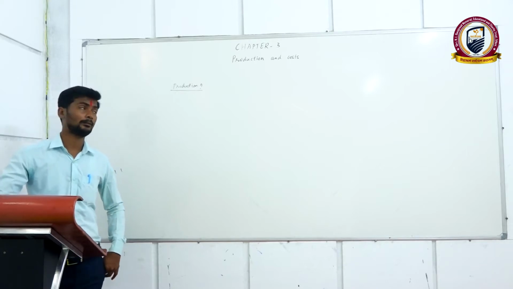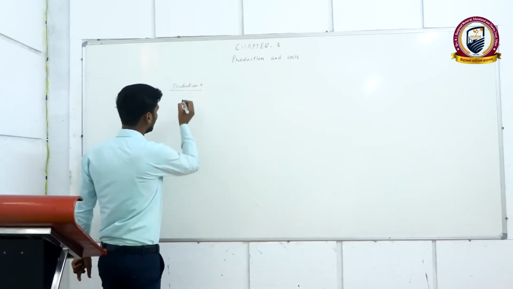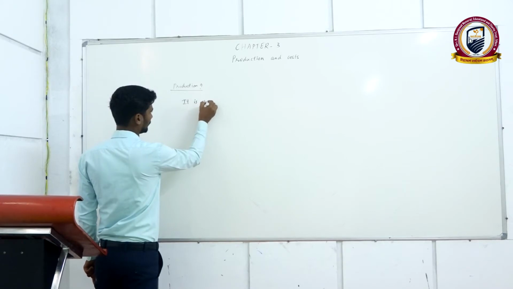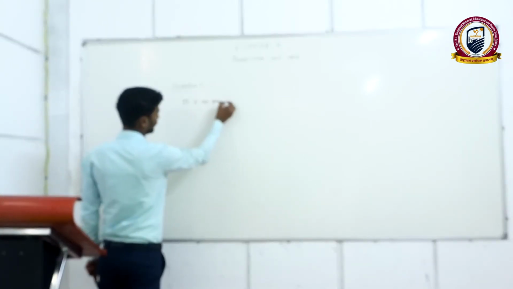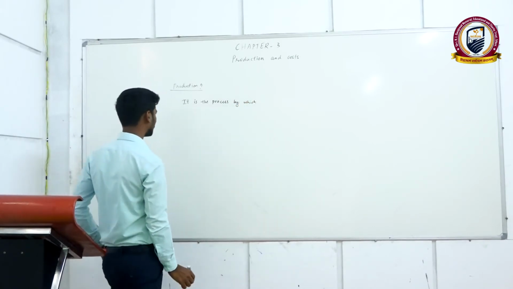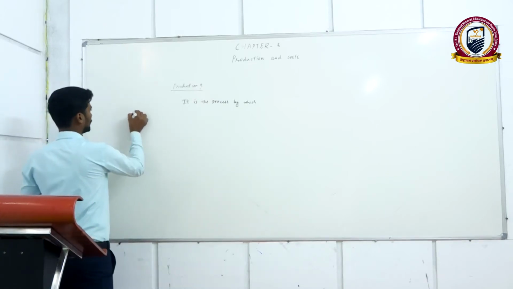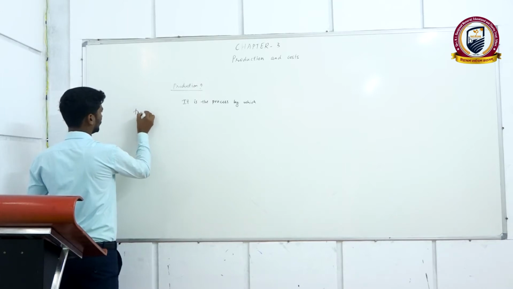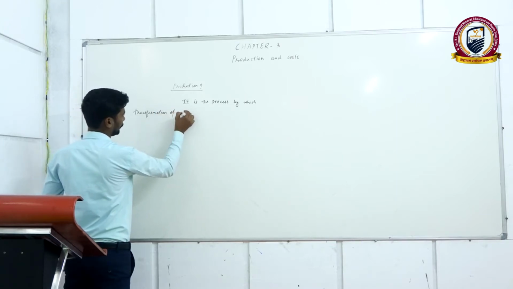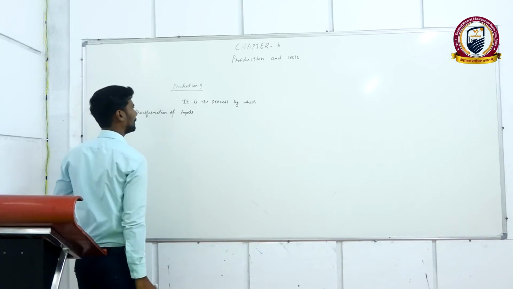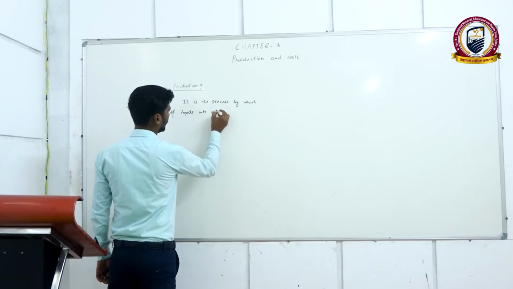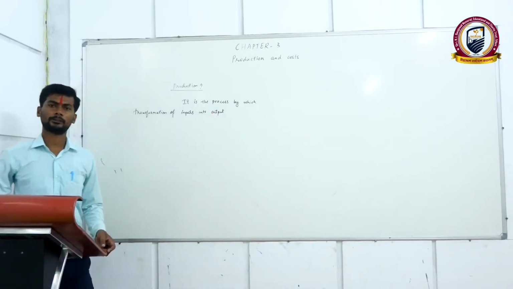So what is the definition of production? Production is the process, you can say it is the process by which transformation or conversion of inputs, or you can say raw materials, into output. This is known as production, the meaning of production.